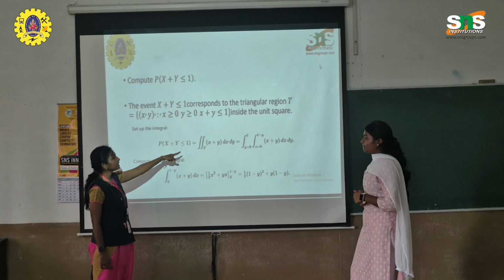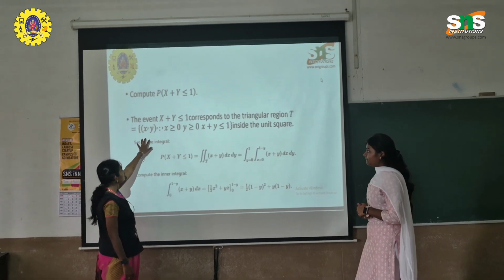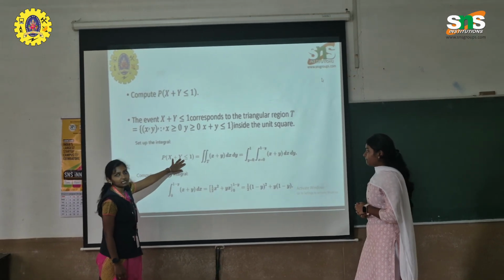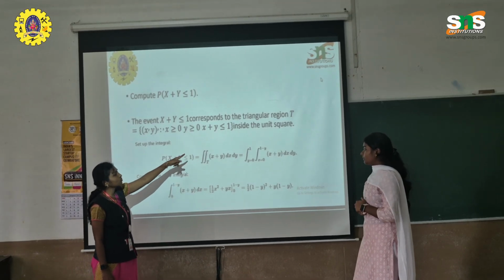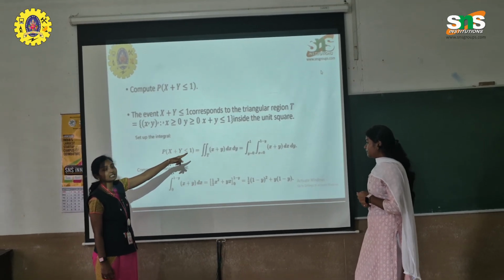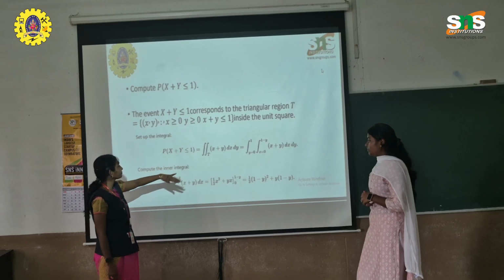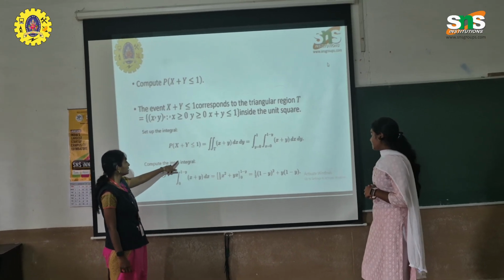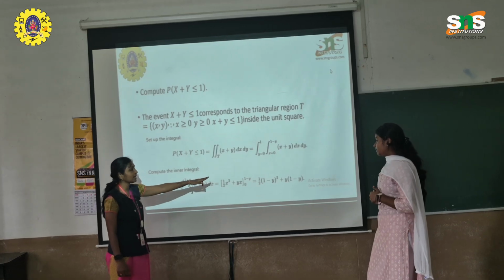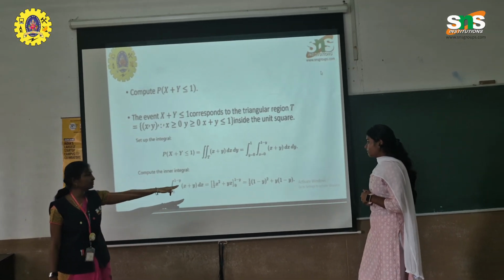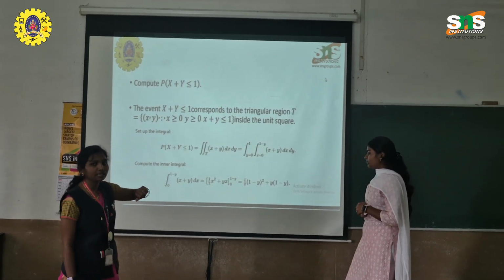is the double integral over E of (x + y) dx dy. Here y ranges from 0 to 1 and x ranges from 0 to 1 minus y, with (x + y) dx dy as usual. Now we compute the inner integral with respect to x alone, and the value will be 1/2 into (1 minus y) squared plus y into (1 minus y).